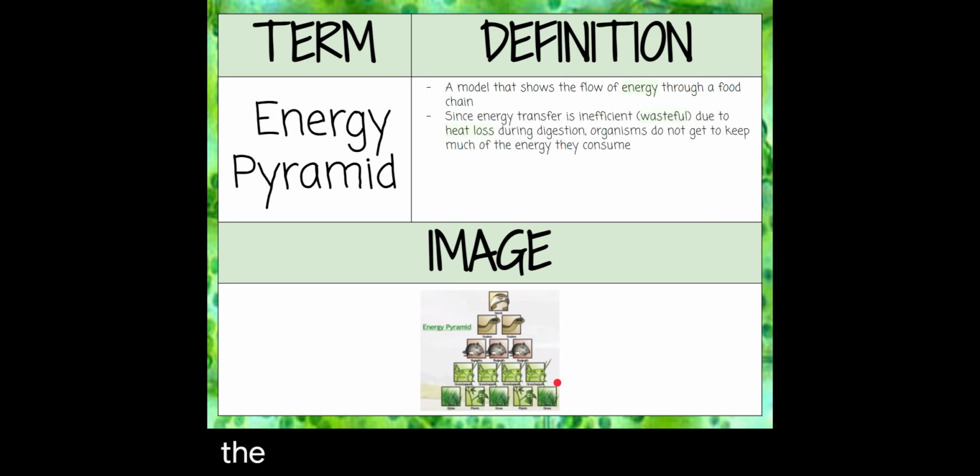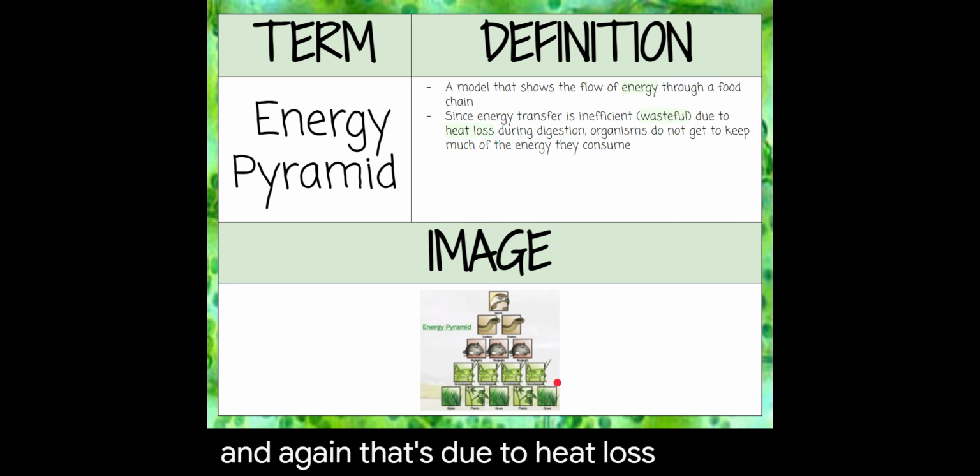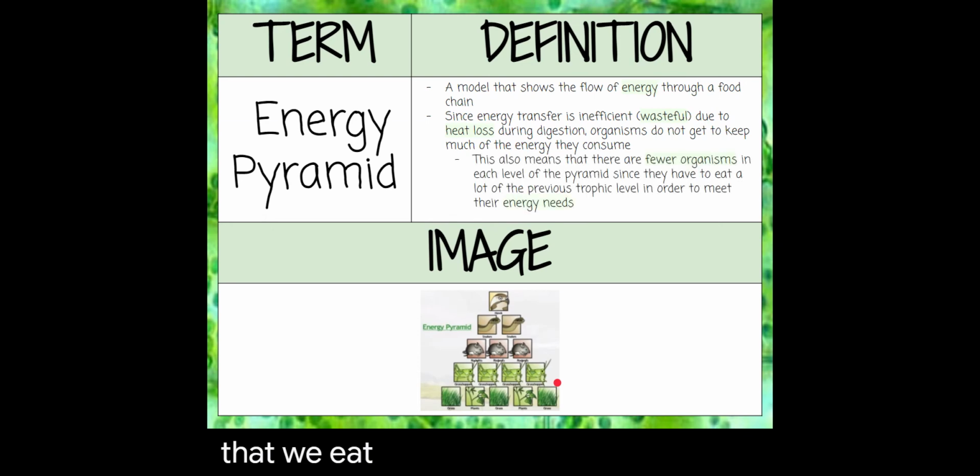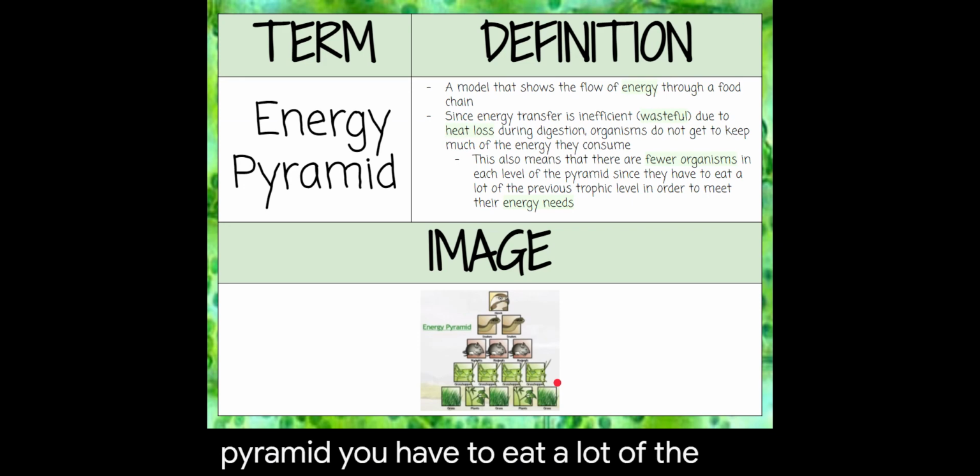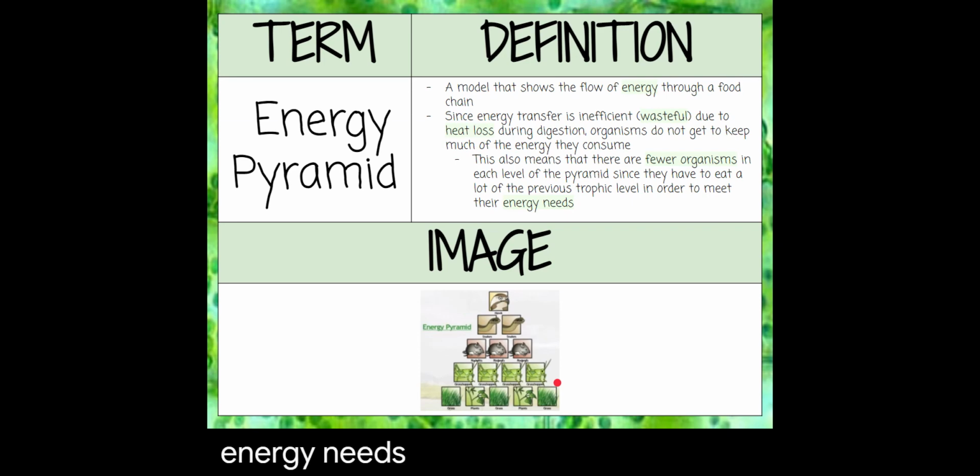So the transfer of energy is inefficient, which is just a fancy word for wasteful. And again, that's due to heat loss. This happens during digestion, so we don't keep all of the energy from the food that we eat. As stated, this means there are fewer organisms in each level of the pyramid. You have to eat a lot of the previous level in order to meet your energy needs. Again, just a reminder to write down all of these terms in green in your own document.